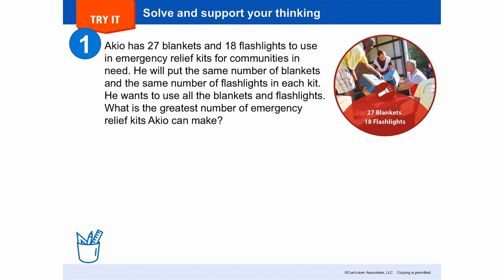It says Akio has 27 blankets and 18 flashlights to use in emergency relief kits for communities in need. He will put the same number of blankets and the same number of flashlights in each kit. He wants to use all the blankets and flashlights. What is the greatest number of emergency relief kits Akio can make? So really what we're doing here is we're looking to see what is the greatest number that they can share to make a product. So I'm going to start by making factor trees on these.